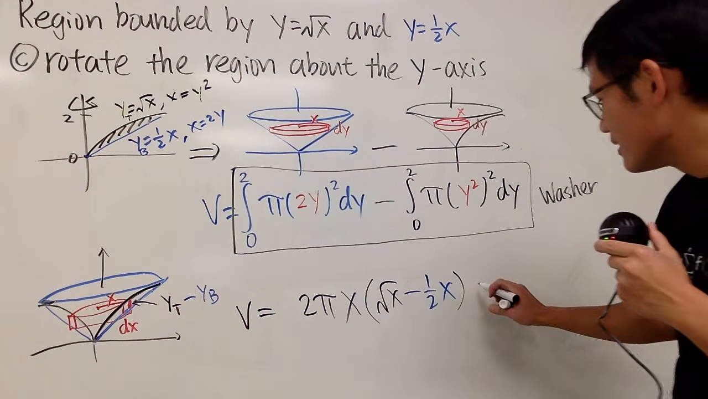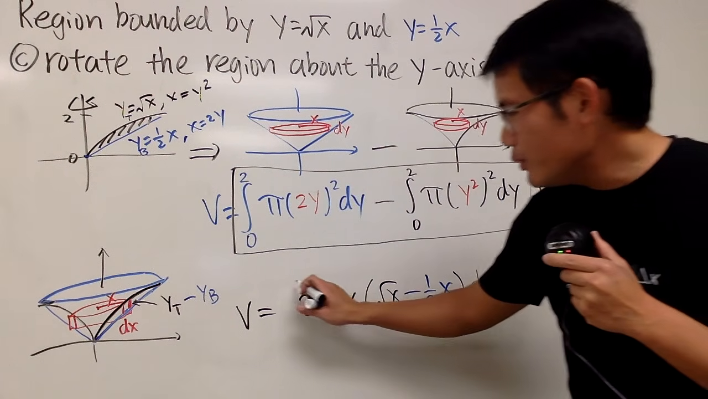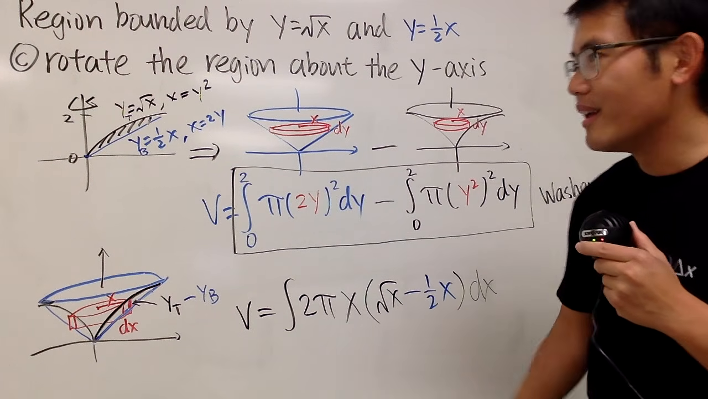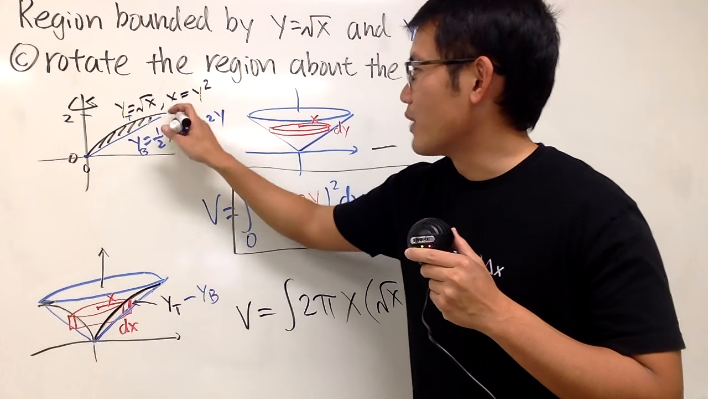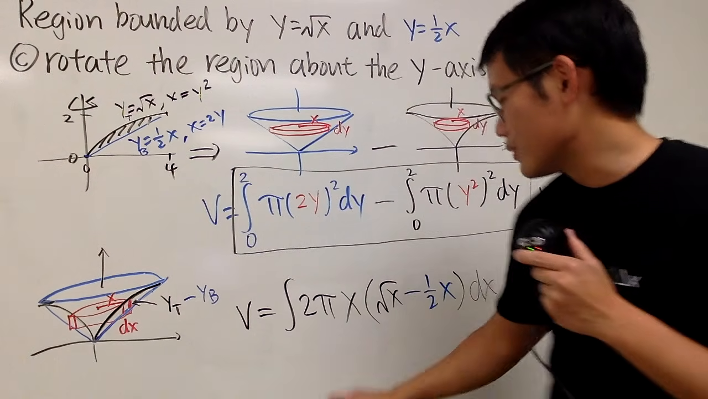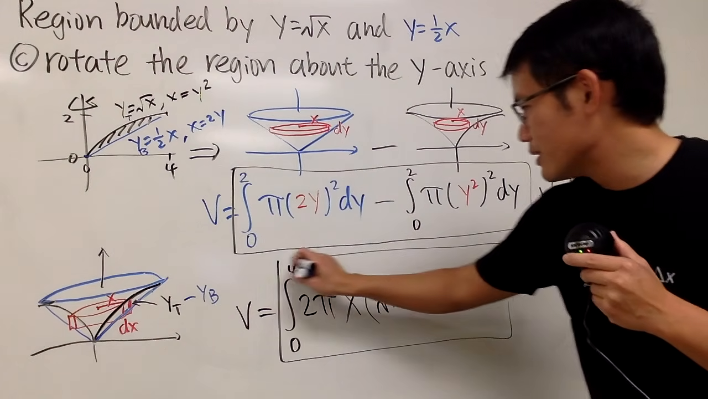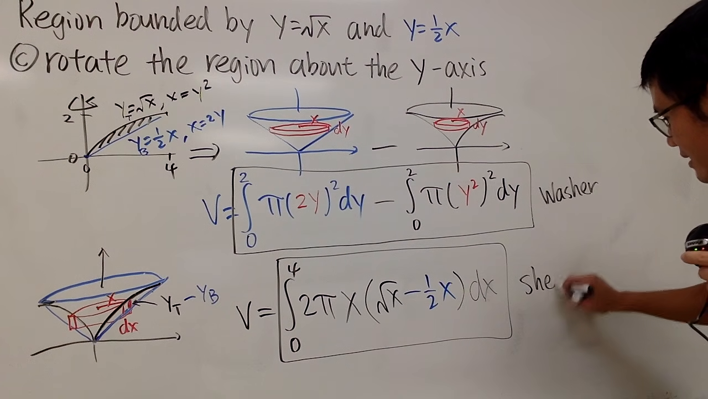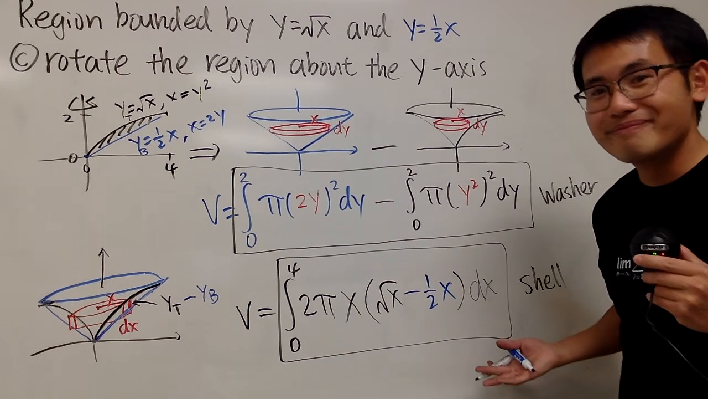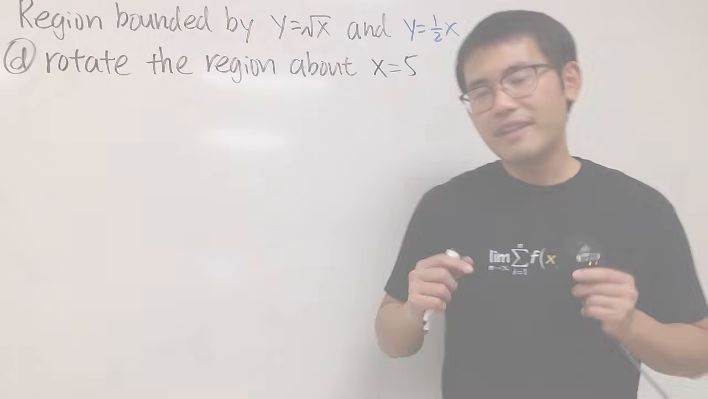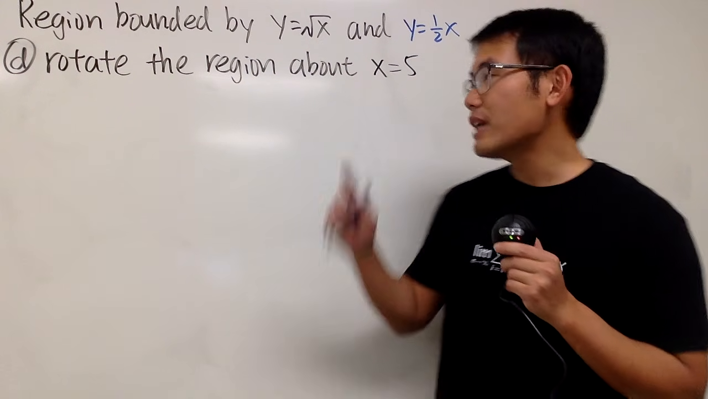And then you multiply by the dx, and you integrate this from where to where? If you look back, the x value was from 0 to 4. So you just integrate this from 0 to 4, and congrats. You are done. This right here is the shell method. Very nice, huh? All right, this part, we are going to rotate the region about x is equal to 5.